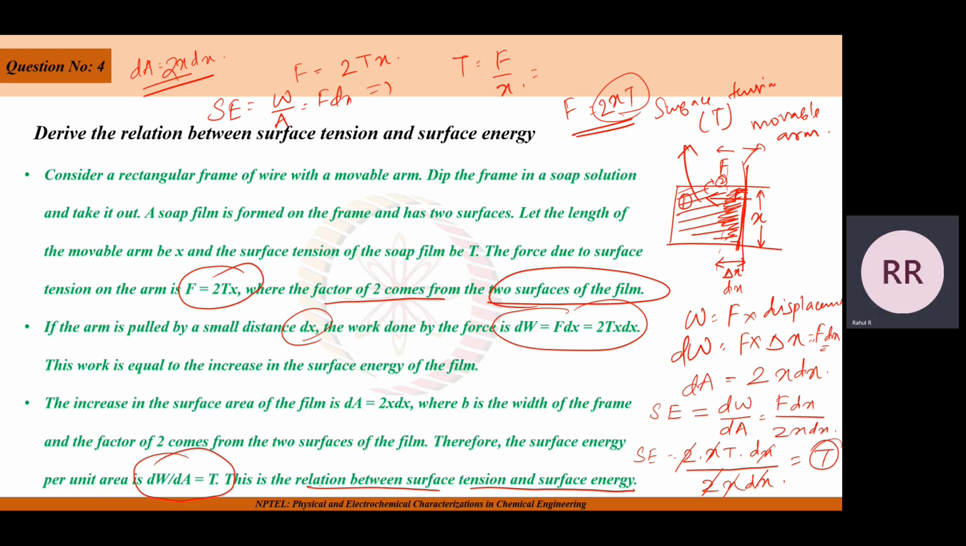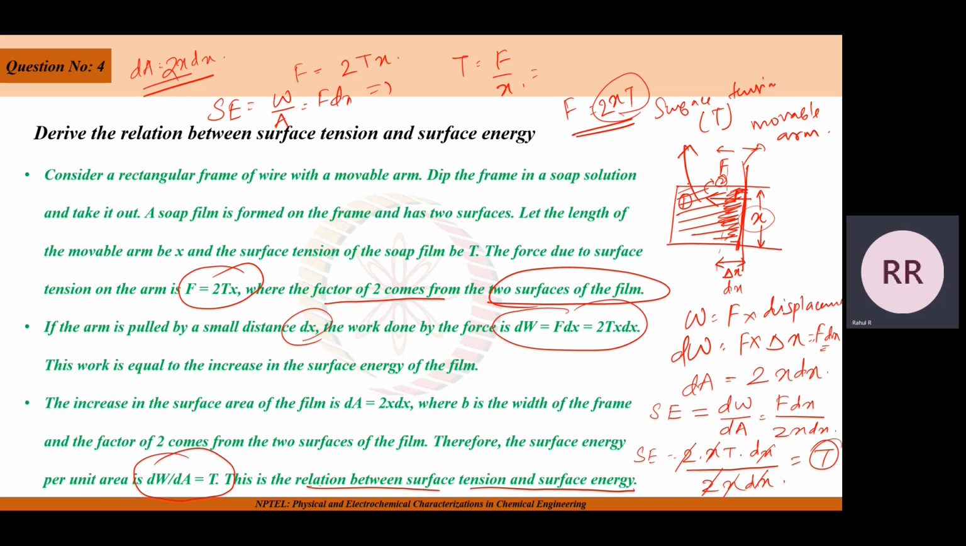I hope you guys were able to answer. So let me discuss it once again. Consider a rectangular slab with one arm that can be moved freely to left or right. And consider the length of this arm to be x units.